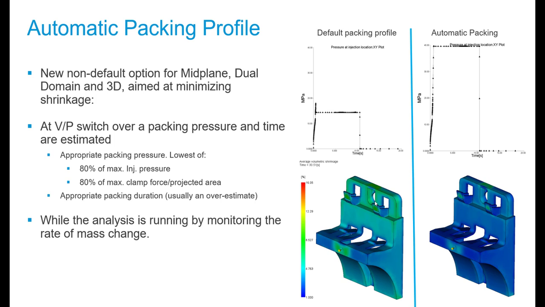So we now have an automatic packing profile as a non-default option, where we look at the model and compare the available pressure as well as available clamp force on a machine, and see how much pressure we can actually exert, to basically calibrate the injection pressure on this, as well as on the duration side, monitoring during the packing itself, like if the flow rate goes close to zero, then we will stop, there's no point continuing packing, right?